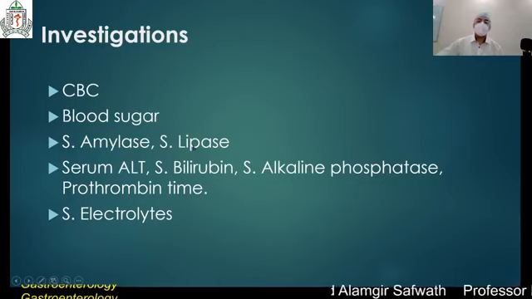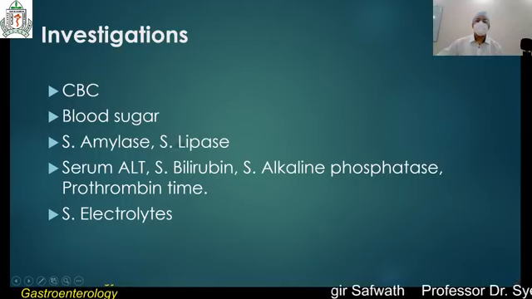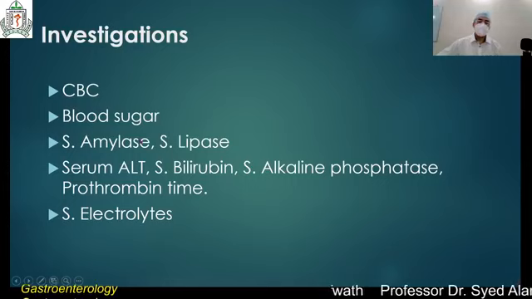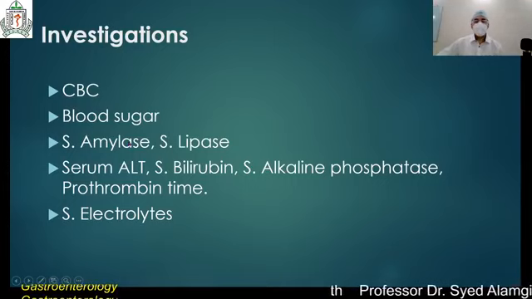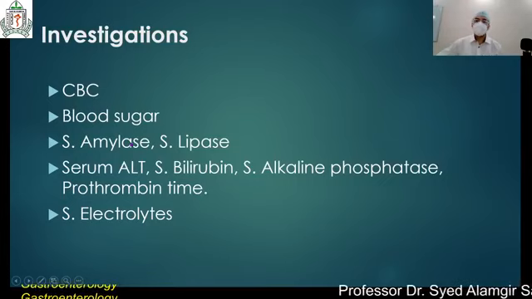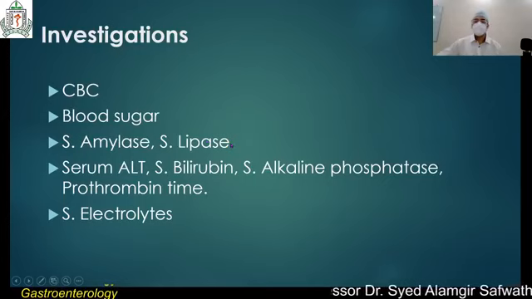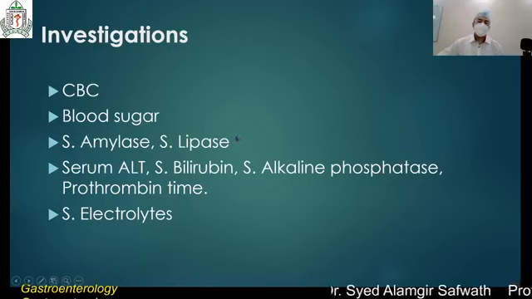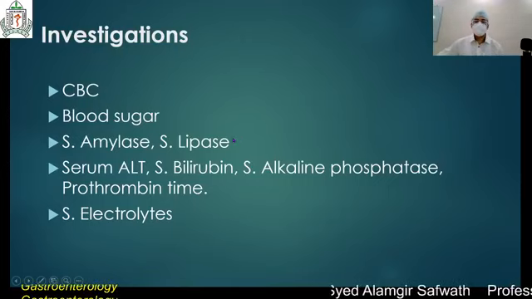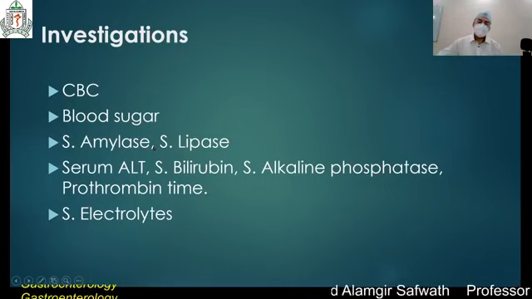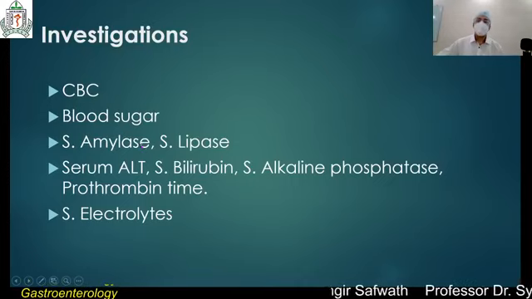Go for amylase and lipase to exclude acute appendicitis, because we know that amylase and lipase are raised in acute pancreatitis, not appendicitis. Amylase normally rises, but it comes down to normal within 24 to 48 hours, but lipase is elevated in the blood for 2 to 3 weeks. So if a patient with severe upper abdominal pain comes to you after 3 to 4 days of the onset of pain, serum lipase will be more important as a diagnostic clue, because amylase will become normal within 48 hours.